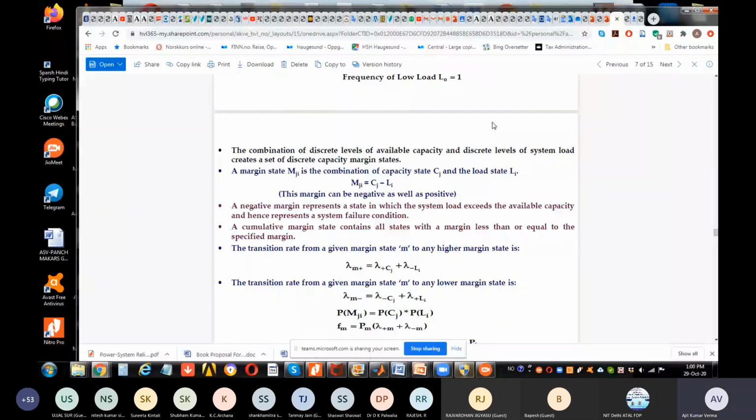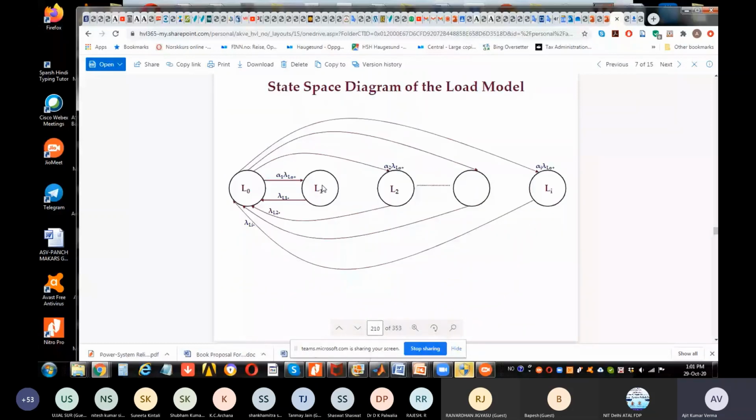Therefore, let's define a margin state, which is a combination of the capacity state CJ and the load state LI. So capacity CJ and load LI. It could be peak load, it could be low load, it could be high, it could be one of these loads. It doesn't have to be one specific load like we have seen in the previous examples. It could be a variable, L1, L2, L3, L4, anything.